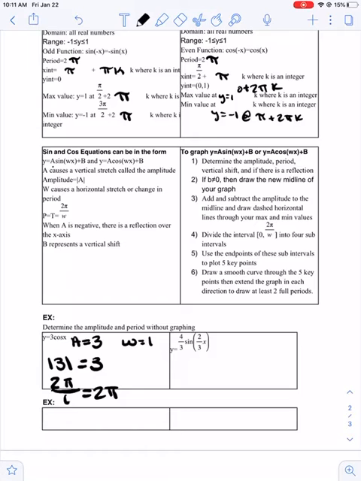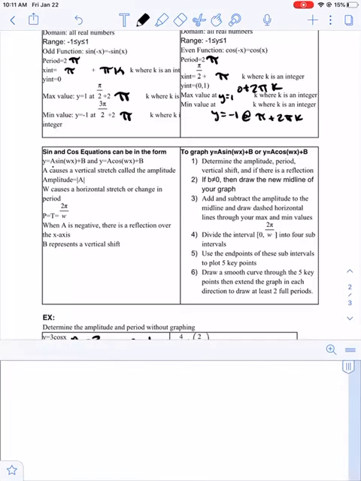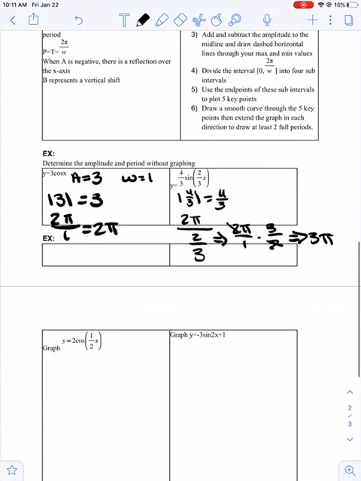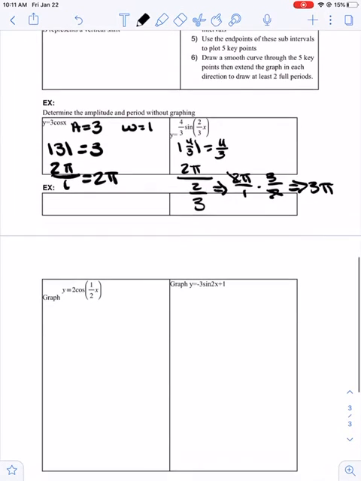Next, we're looking at 4/3 sine times 2/3 times x. So getting the amplitude, it's the absolute value of 4/3, which equals 4/3. And then to get the period, we're going to do 2 pi divided by 2/3. So we need to multiply by the reciprocal. Those 2's cancel. So our period is 3 pi. And then that's it for those ones since we were asked not to graph.